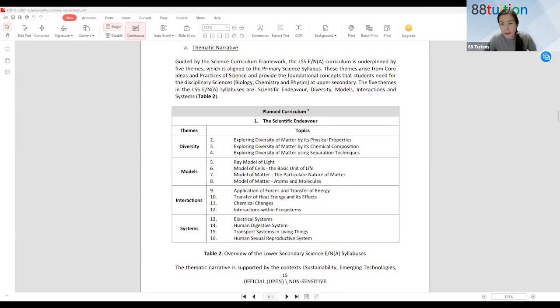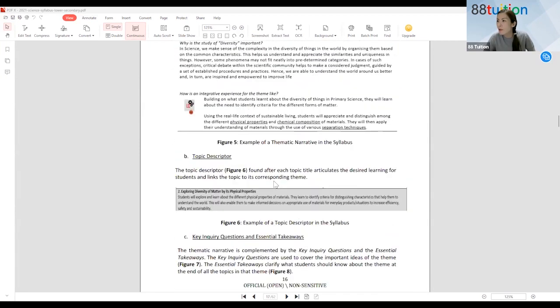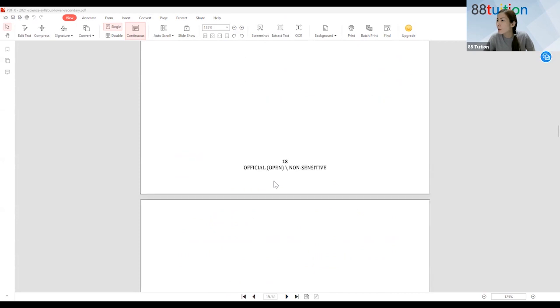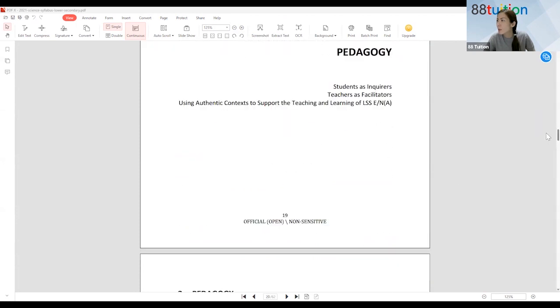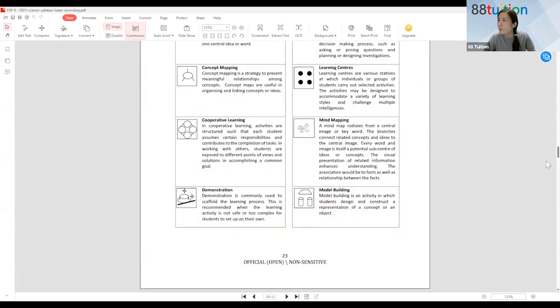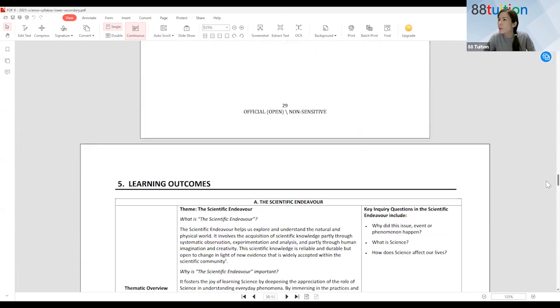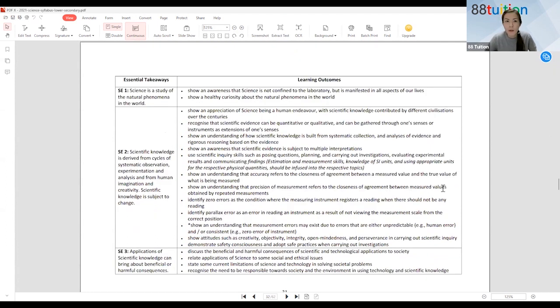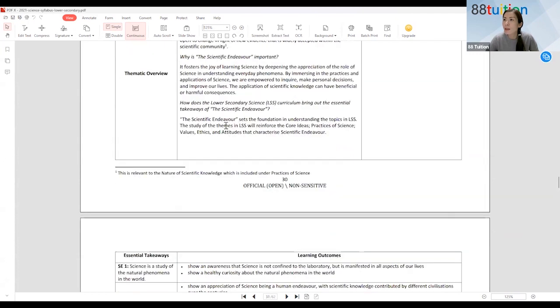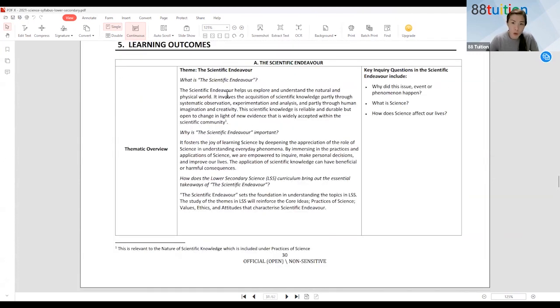Okay, now let's look at the worksheet. These are the topics. And then for chemical changes, I'm going to go into what you all need to know. Learning outcome. Javier, one suggestion is you can download this document. You find the secondary science syllabus, download it. You can actually see what you are supposed to know for each topic.